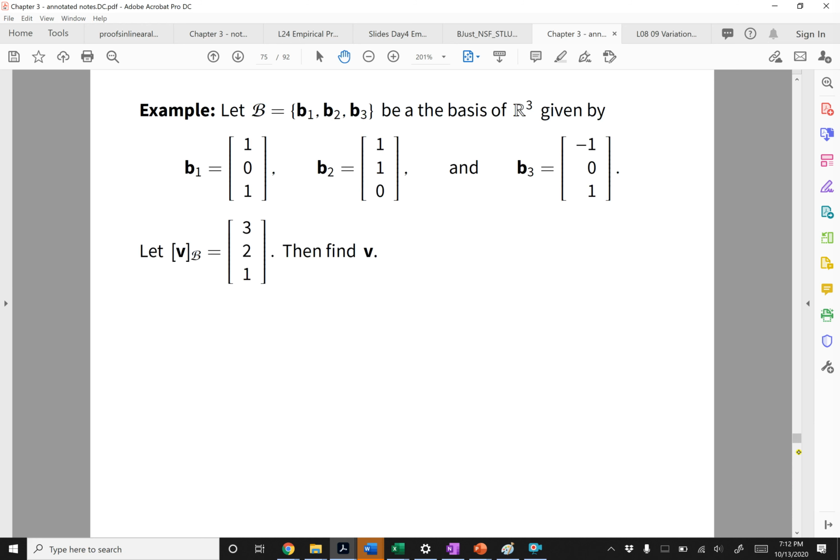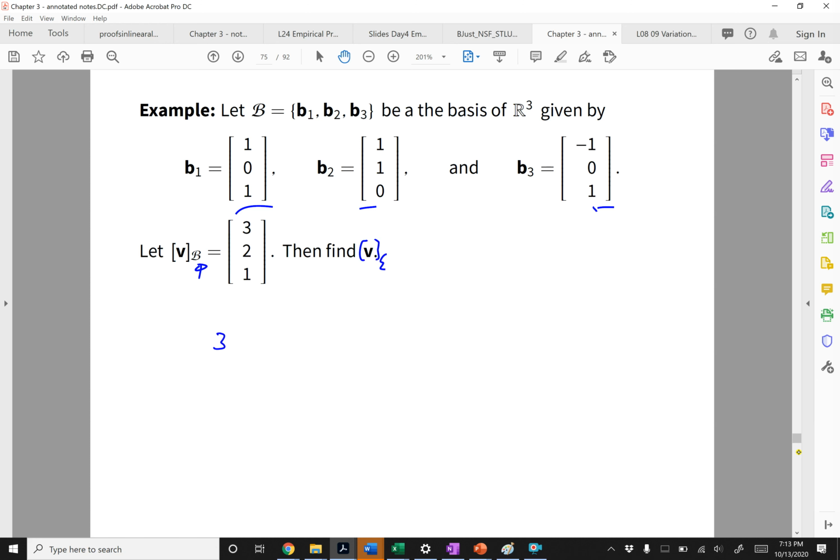Okay, here's a new basis for R3. So these are three linearly independent vectors. Let VB be 3, 2, 1 in this basis. Then find V. This should say find V in the standard basis, not just B. Find V, the coordinates of V in the standard basis.